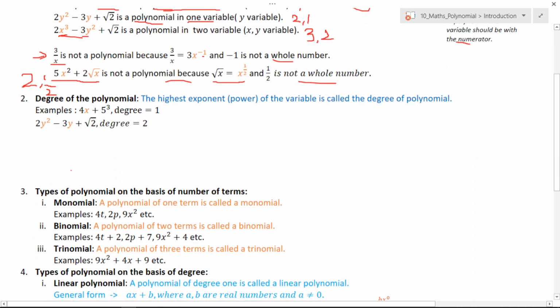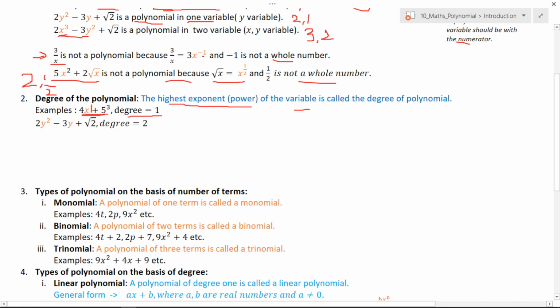Clear? Next point is degree of the polynomial. So degree is the highest power or highest exponent of the variable. Clear? So example, check the example, 4x plus 5. Can you tell me the degree of this polynomial? Degree of this polynomial is 1, because it consists only one variable and its power is 1.